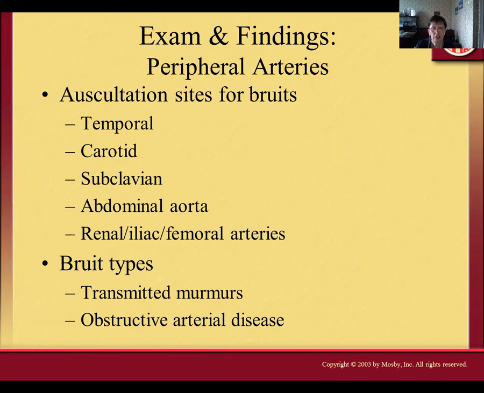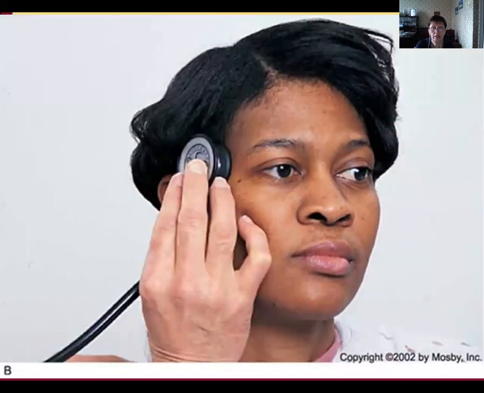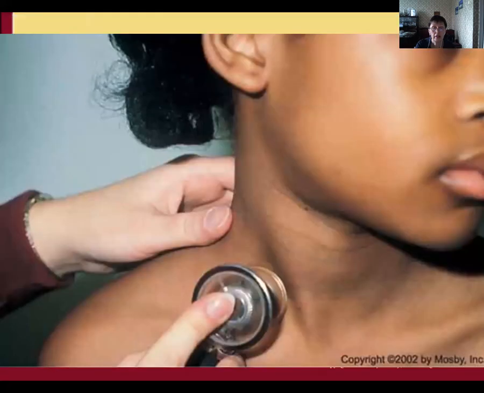If we hear such sound over the heart, it is called murmur. So if you use the term murmur, it means that it is over the heart. If you use the term bruit, it means that it is over artery. This is auscultation of the carotid artery. This is auscultation of the temporal artery. And here we see auscultation of the jugular vein.